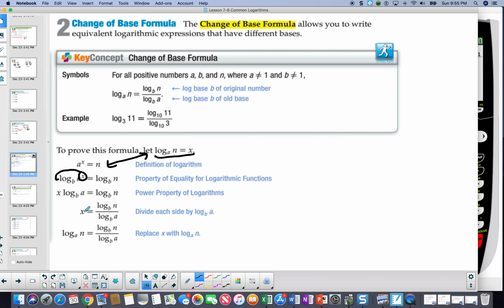And remember what x is. X is this, log base a of n. So this log base a of n can be rewritten in a new base. It'll be the log in the new base of the original number divided by the log in the new base of the old base. So that's what this is saying right here. It's saying if you want to change log base a of n to a new base, then it's going to be log base b of the original number divided by log base b of the old base, and that'll get you there.